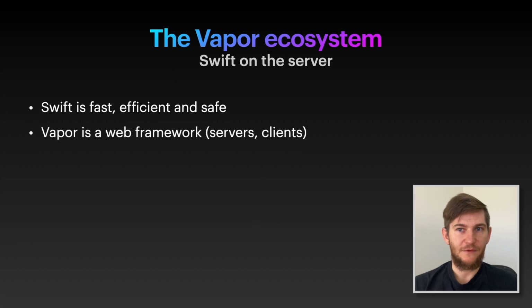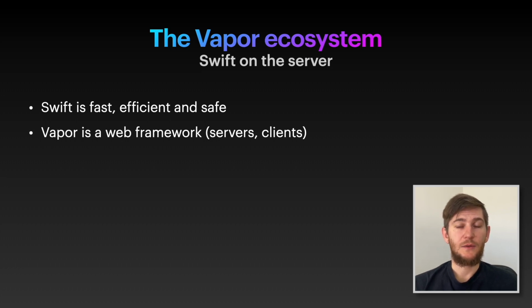Vapor is a modern web framework written in Swift. Vapor 4 is the most recent major version, which came out in April 2020. The project has more than 21,000 stars on GitHub. It is definitely the most popular Swift backend library with a growing community.